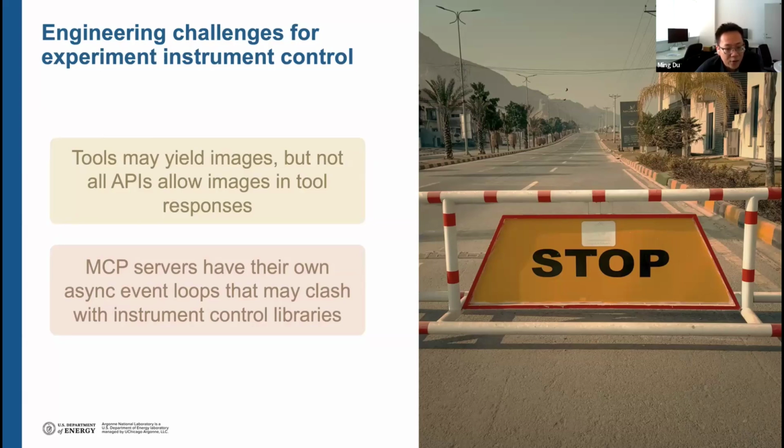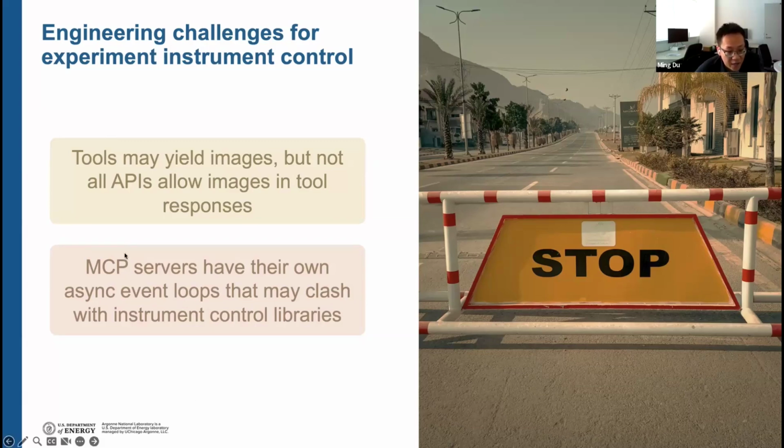The first is that the tools can yield images. For example, if you have a tool that allows the LLM to acquire an image at a certain XY location, you probably want the LLM to see the image using its vision capability. But that means we need the tool to somehow return the image, and this is not always supported by all the APIs. One of our constraints is that we use Argonne's service called Argo, which is an LLM relay platform. In the early days, only OpenAI's completions API interface was supported, and that interface doesn't allow your tool responses to contain images. So that's one challenge.